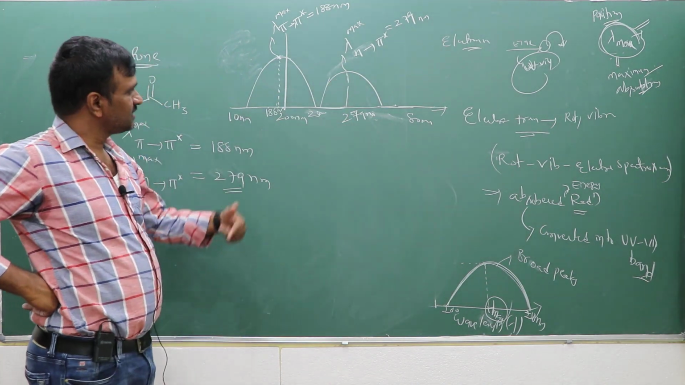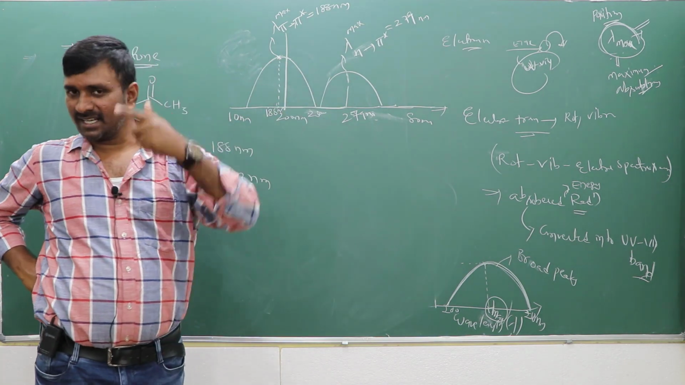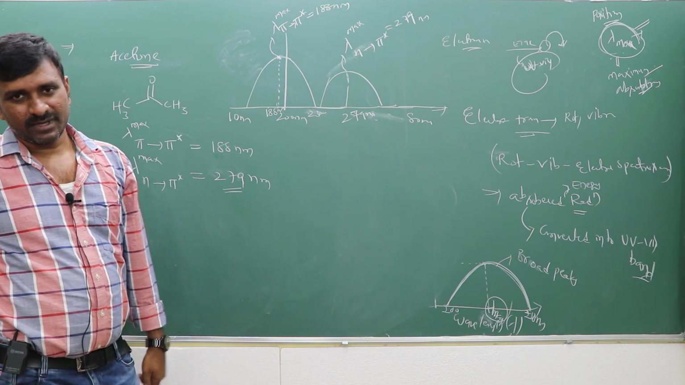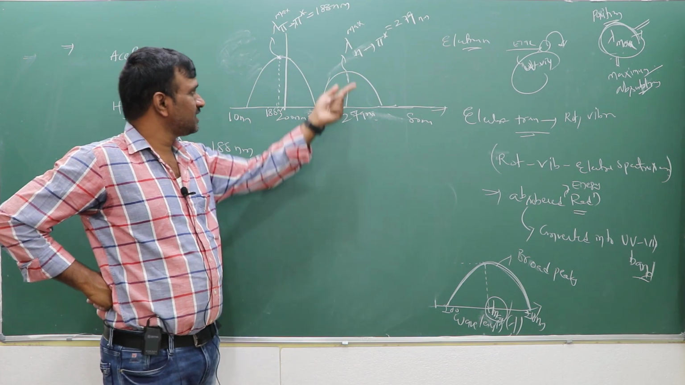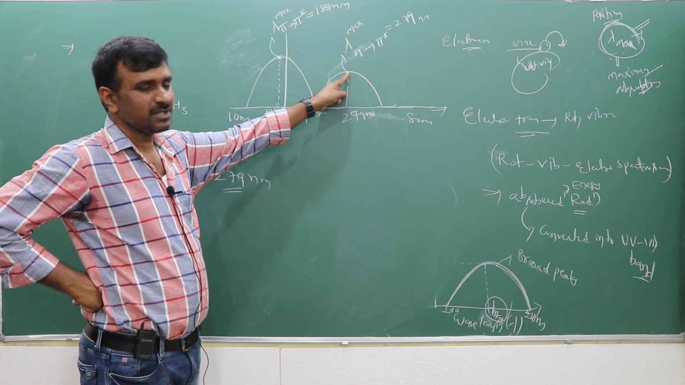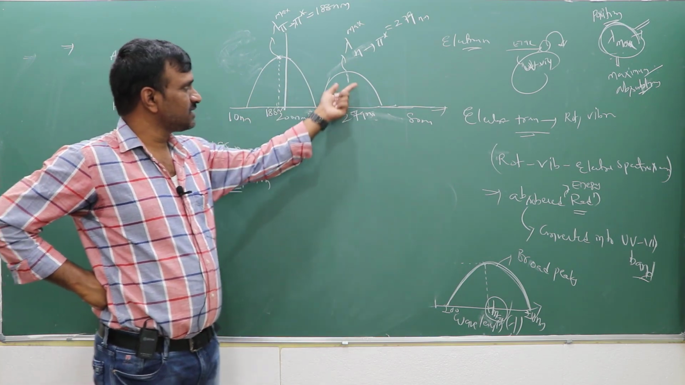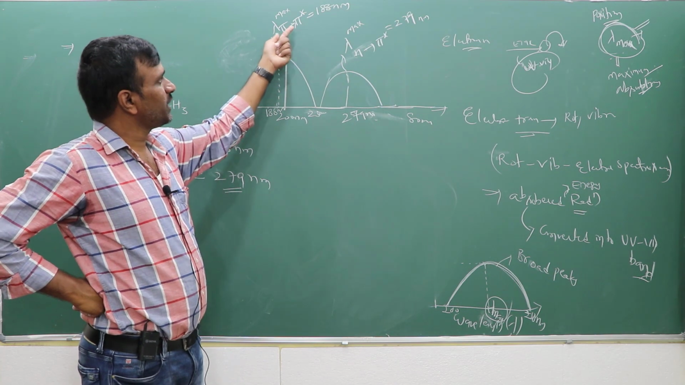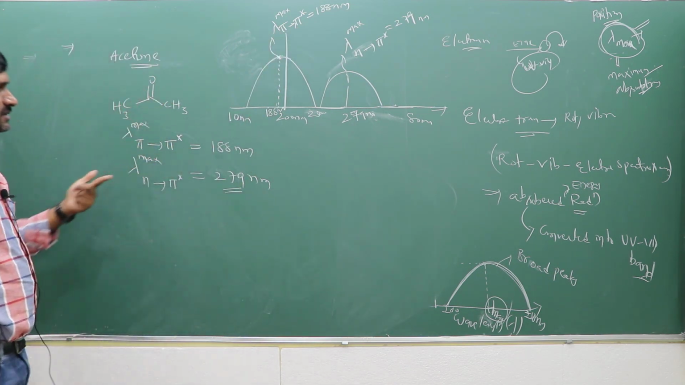Compared to the other band, this intensity will be more and this intensity will be less. Why? I can explain later which factors are affecting why one is more height and the other is less height. Whichever band has the maximum absorption will be considered as the lambda maximum. The position of the n to pi star transition is 279, and the position of the pi to pi star transition in acetone is 188 nanometers.